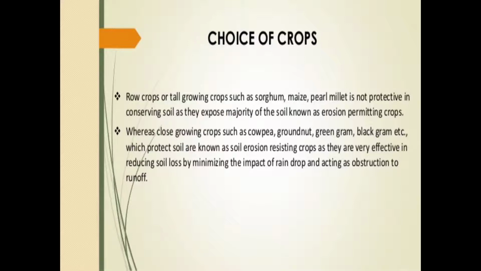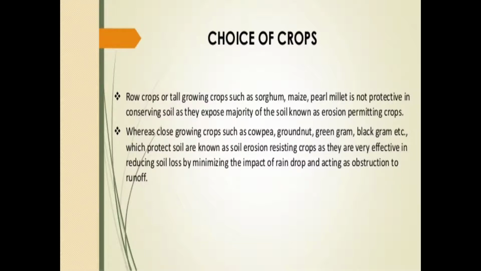So under the choice of the crop, the first type is the erosion permitting crop. When erosion permitting crops are grown, these are mostly tall growing crops, and most of the soil is exposed to the rain as well as the runoff water.